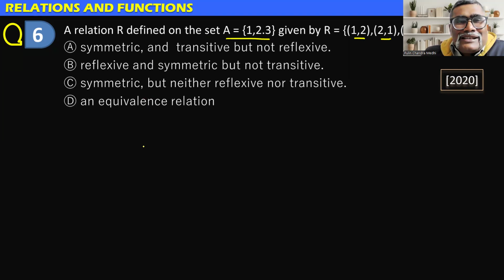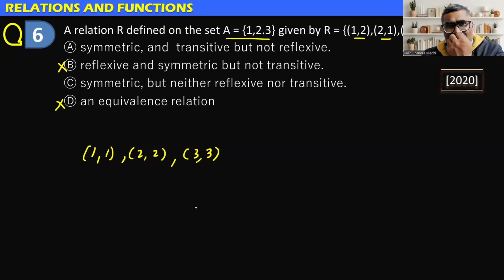Very straight away, you can see that it is not reflexive. Why not reflexive? Because for being reflexive, you should have (1, 1), (2, 2), and (3, 3) all three, but they're not there. So it is not reflexive. So you ruled out where it is said to be reflexive. So B cannot be, and then equivalence relation, it cannot be. Two are ruled out.